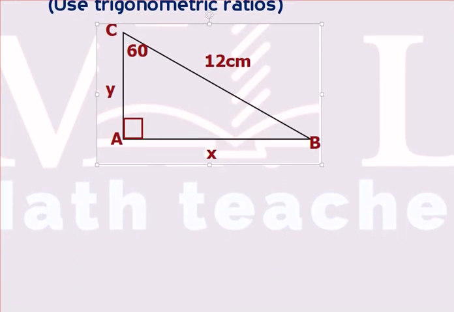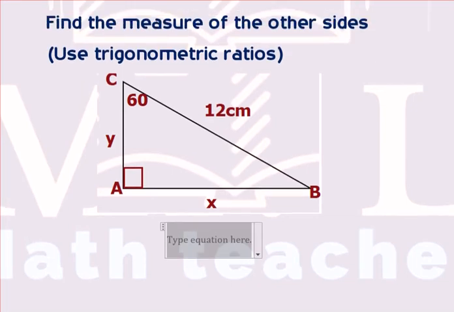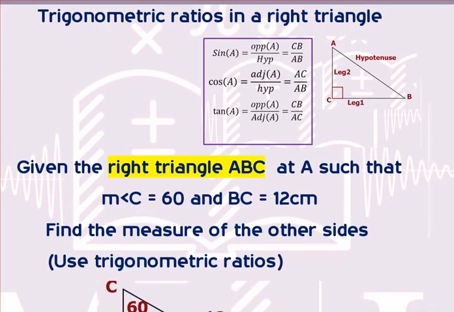So guys, before you start using any rule, you have to understand the relation between the given and the thing that you need to find. So here I need to find X, given angle 60 and the hypotenuse CB as 12 centimeters. If you look carefully here, X is opposite to angle C and given the hypotenuse, which means that I have to use the sine rule because sine is equal to opposite over hypotenuse.